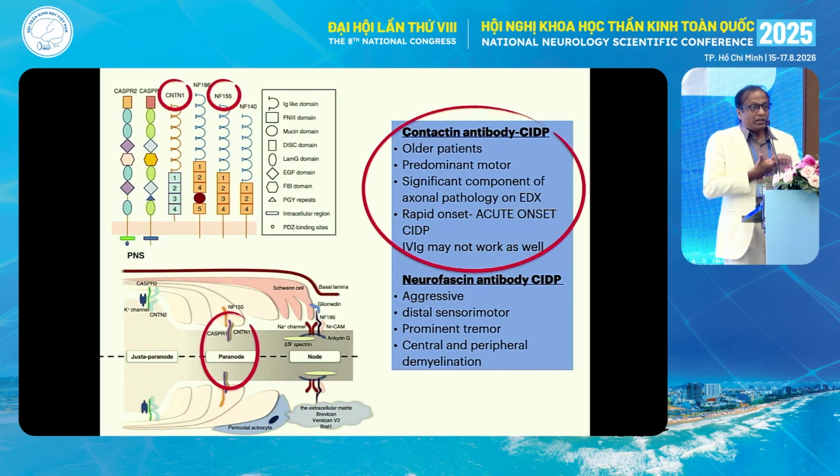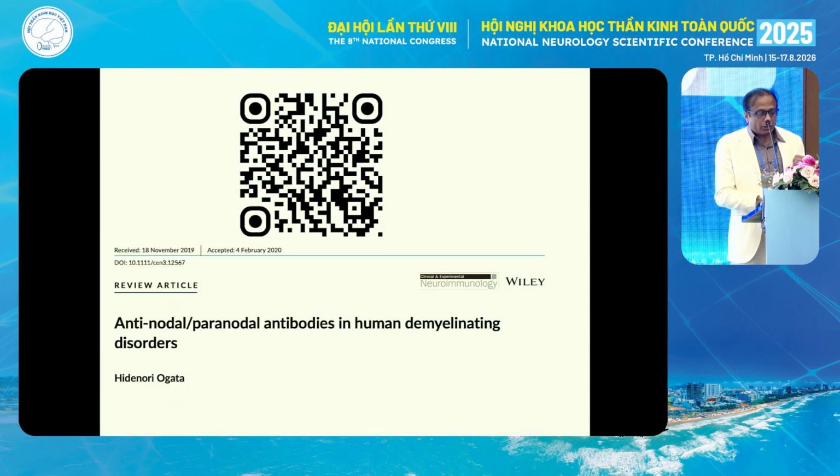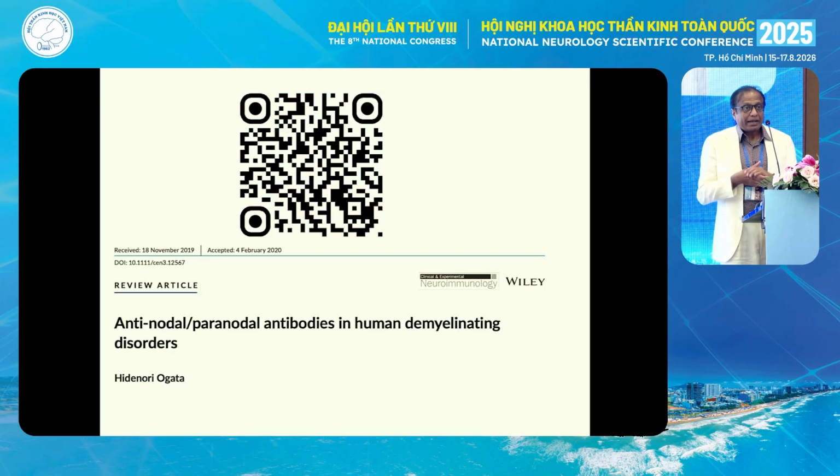But even if they have axonal features, remember there is some form of CIDP where the axonal features are more common than the demyelinating features. And that's when you have to start thinking about contactin antibody positive CIDP and send the antibody testing to the relevant laboratories, confirm the diagnosis, and these patients will respond better to rituximab. They don't respond well to steroids or IVIG. Because I don't have much time to talk about paranodal CIDP and explain with my case references, I've given you this QR code, you can look it up. And I did give the same talk last year on paranodal CIDP.